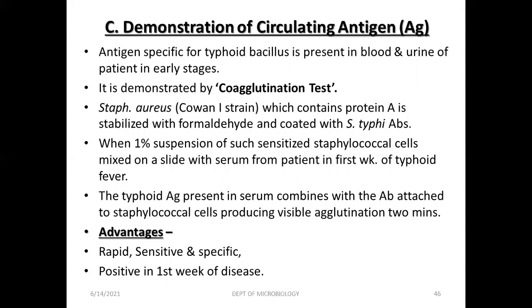Staphylococcus aureus Cowan strain, which contains protein A, stabilized with formaldehyde and coated with Salmonella typhi antibodies, is prepared as a 1% suspension. This suspension of sensitized staphylococcal cells is mixed on a slide with serum from a patient in the first week of typhoid fever. The typhoid antigen present in serum combines with the antibody attached to staphylococcal cells, producing visible agglutination in 2 minutes.